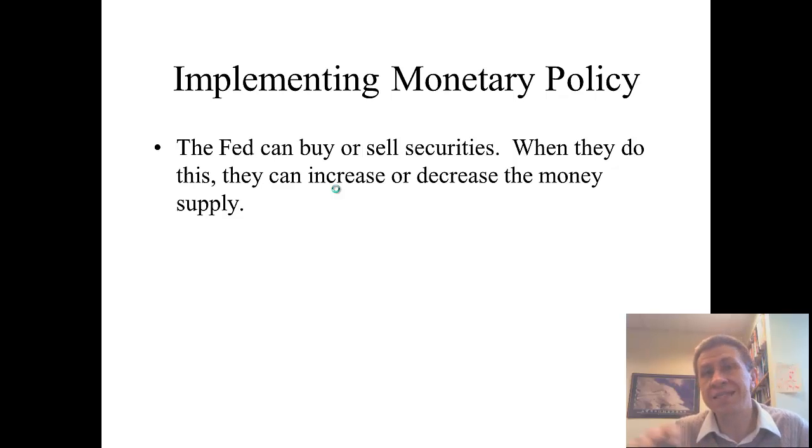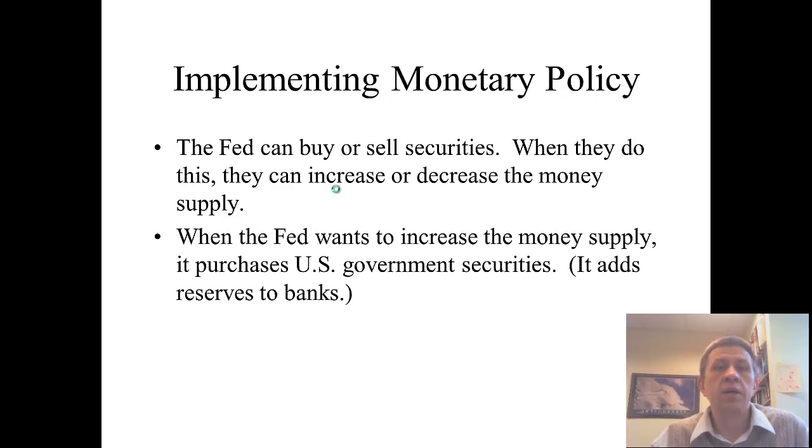So if the Federal Reserve sells bonds, they're cutting the money supply. If they buy bonds, they're increasing the money supply. So when the Fed wants to increase the money supply, it purchases U.S. government securities, mostly. There are discussions that the Fed can buy things other than U.S. government bonds. For the purposes here, we're only going to think about the idea that the Federal Reserve would buy government bonds.